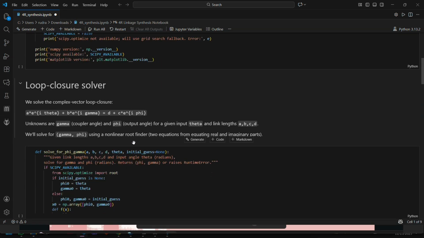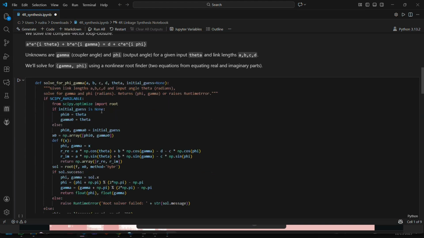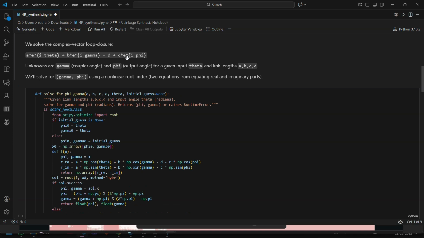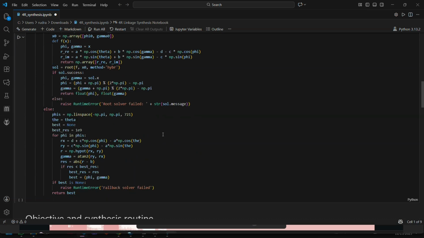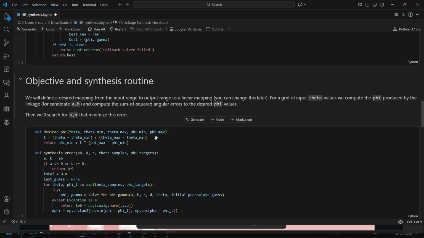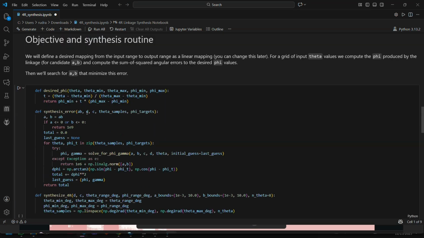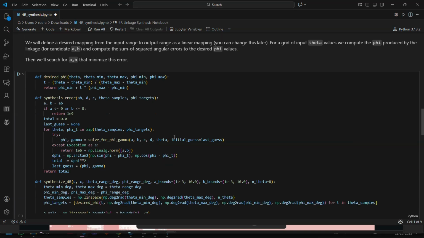Now, when we move further, for each input angle theta, the code solves the vector loop equation. This is the equation that we are using here, and the unknowns are the output angle phi and the coupler angle gamma. This is done using scipy.optimize. And as we move ahead through the code, we can see that this function, synthesis_error, evaluates a candidate pair (a, b) by sampling the input range, solving for phi at each sample, and summing squared angular errors between the achieved phi and the desired phi.